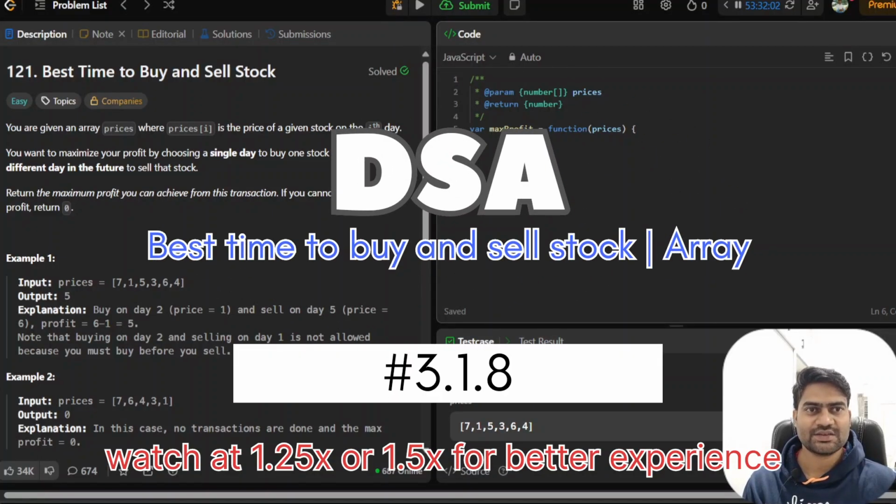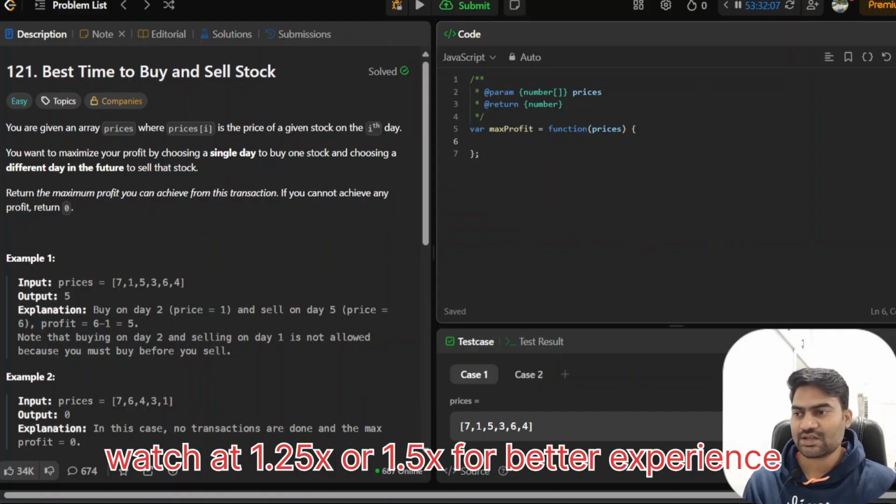This is Mahesh. In this video, we will solve Leetcode problem number 121, best time to buy and sell stock. Okay, what is this problem statement?